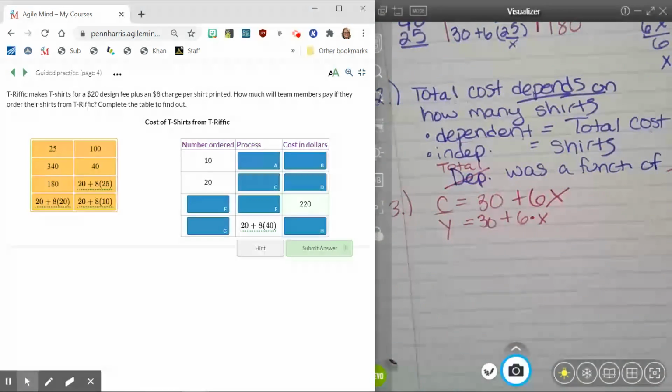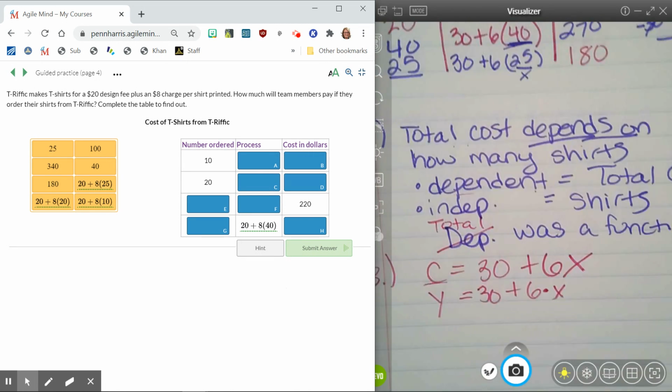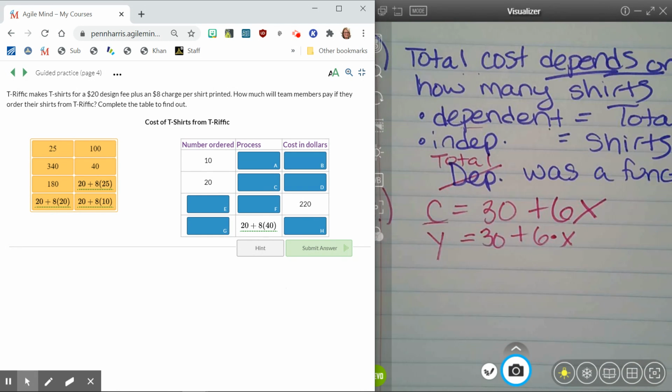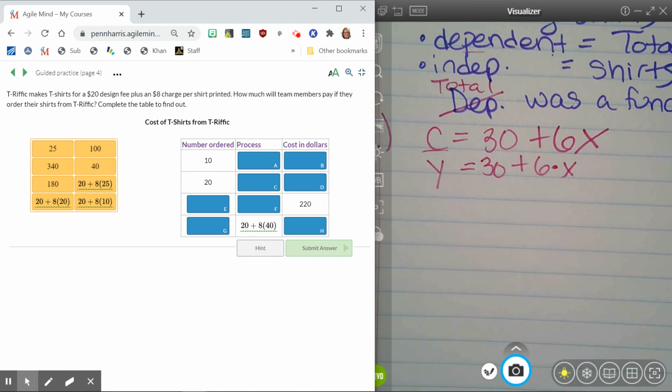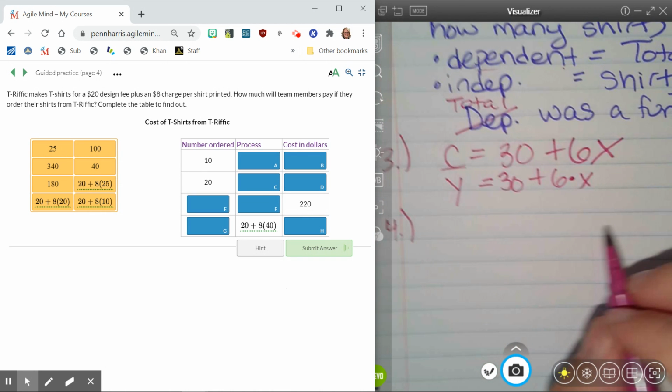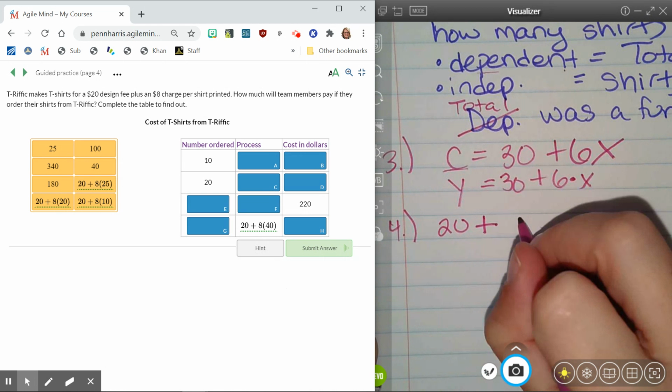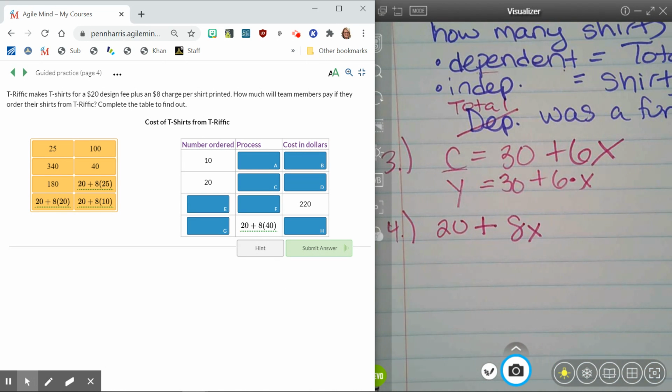Now we're going to look at a different t-shirt company here, guys. With this t-shirt company, they charge a little bit different of a rate. Let me get my number 4 here. They're going to charge us $20 design fee plus $8 per shirt printed. They want to know how much the team's going to pay if they order the shirts.